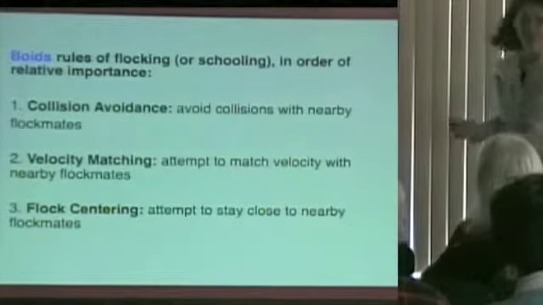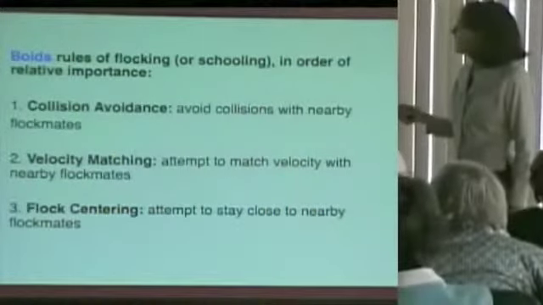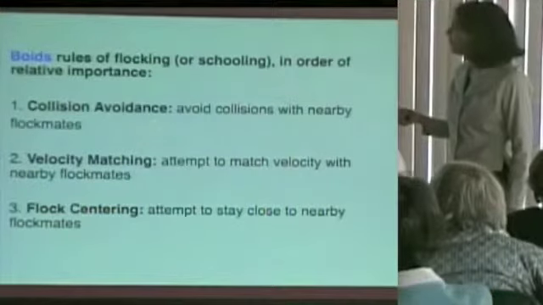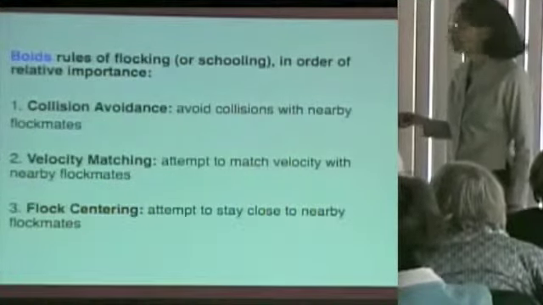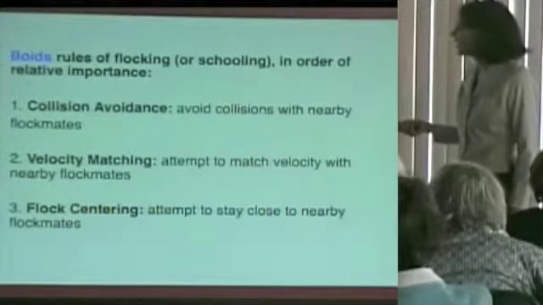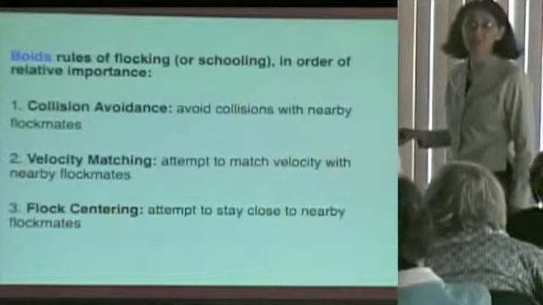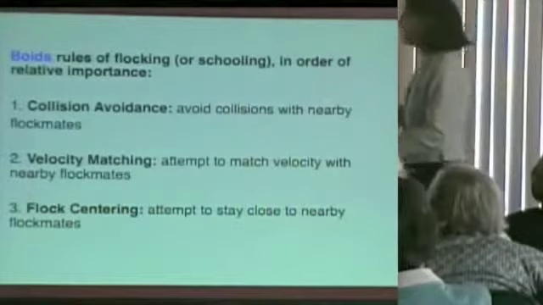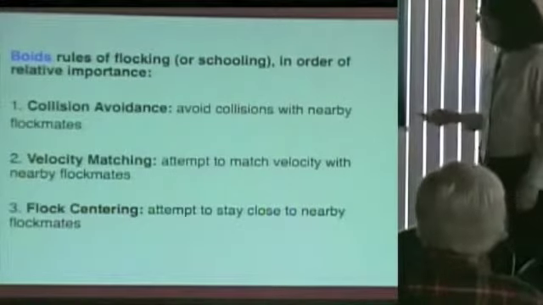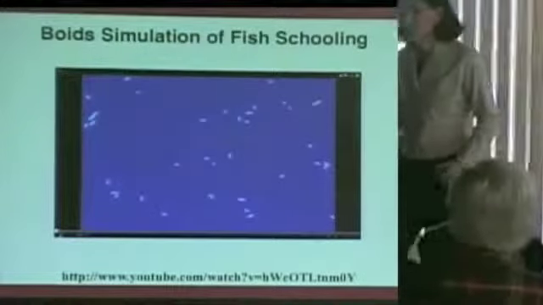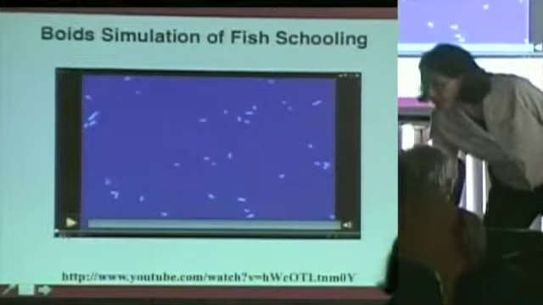So here are the rules. Here's what each bird seems to do. If you were a bird, you would first avoid collisions. Second, you would try to match your velocity with your nearby flock mates. And third, you'd attempt to stay close to your nearby flock mates. And the question is, is this sufficient for creating the kind of flocking or schooling behavior that we see? And we can try to verify this by building a computer model that does this kind of phenomenon.